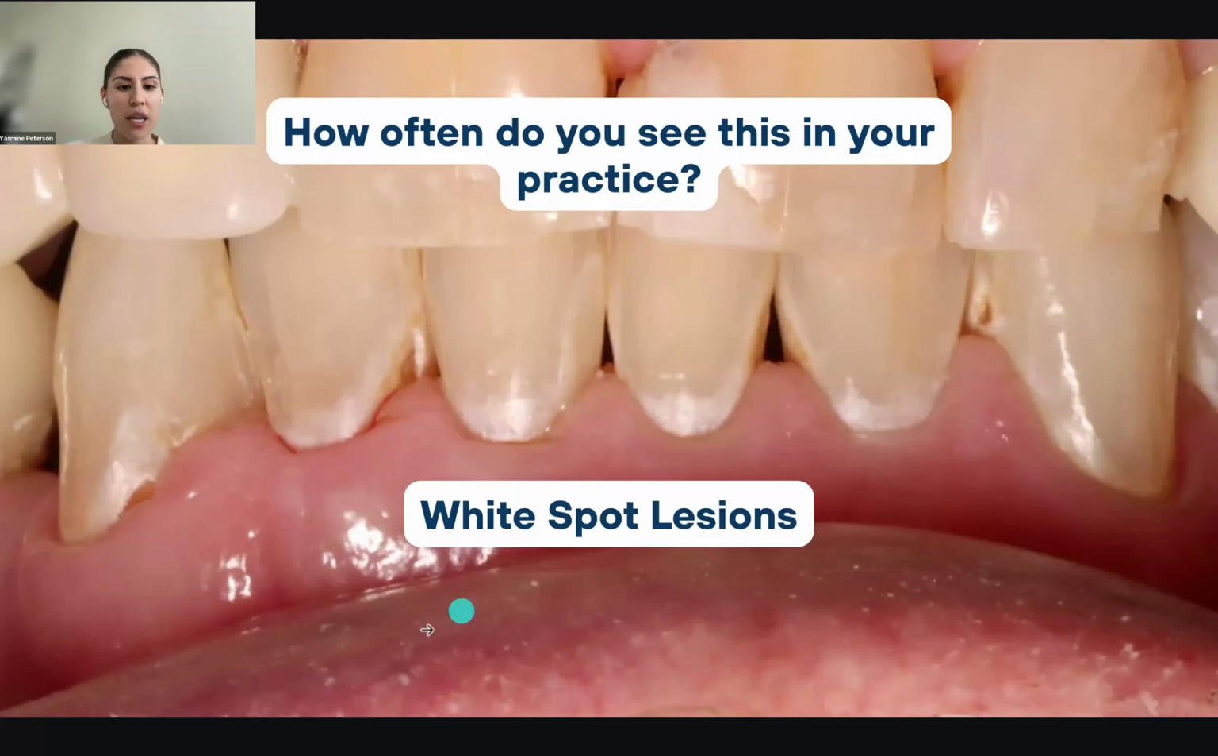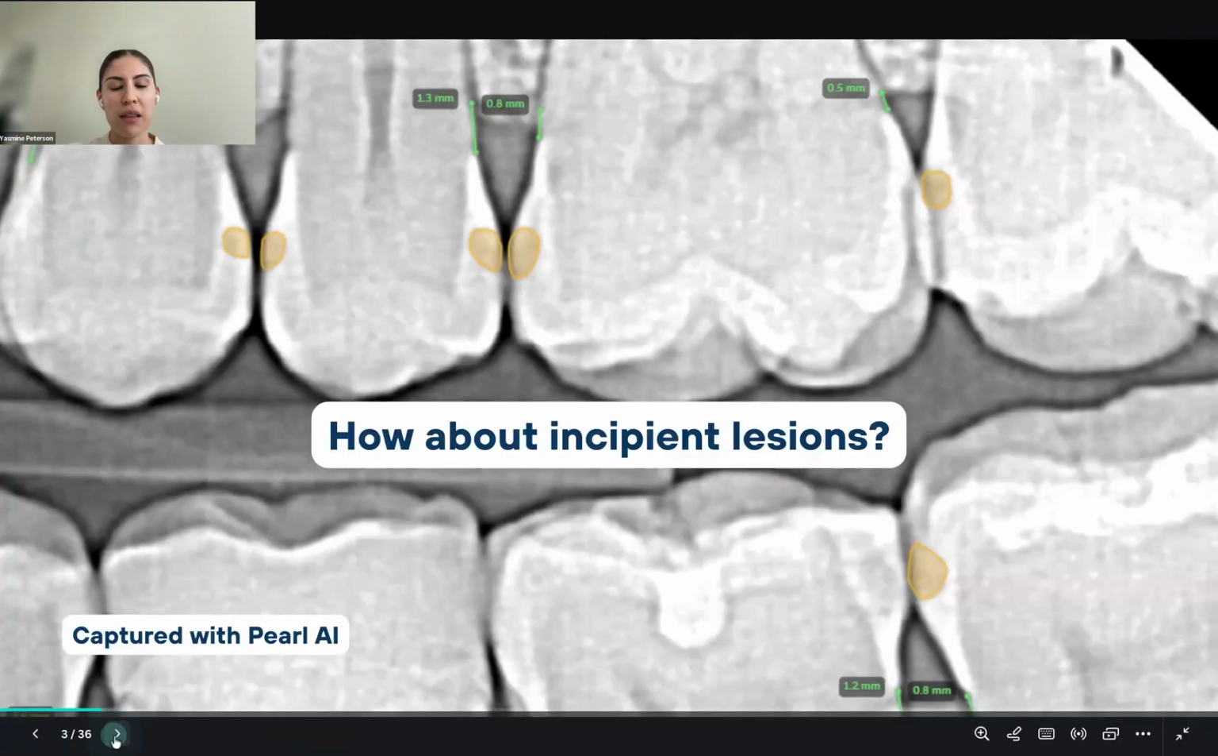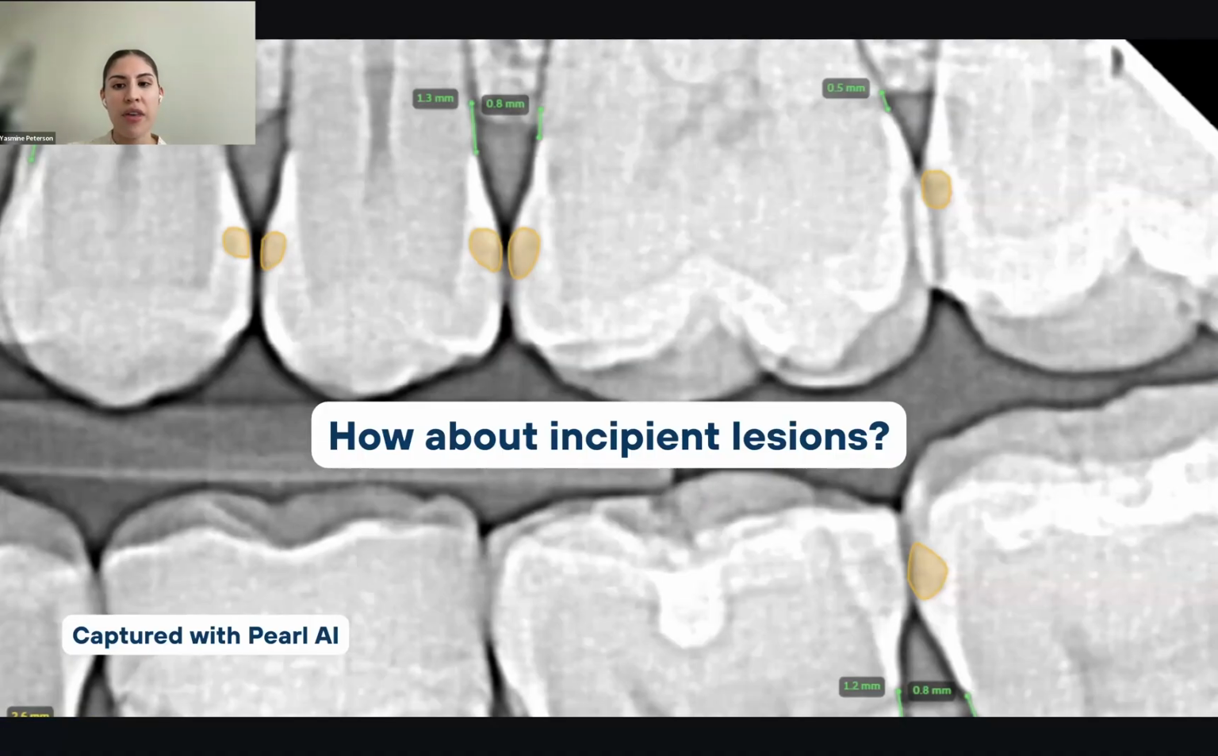But if we can create something standardized, I think that would be really beneficial. So let's go ahead and move on and look at a radiographic version of something like this. So how many times have we seen this on x-rays? This x-ray is used in conjunction with Pearl AI, which is an AI overlay. And as you can see, in between all of these contact points on the teeth, there are incipient lesions forming here. And so whether you decide to fill these or watch them, it's nice to have a protocol that a patient can easily follow at home. And so that's what we'll talk about today.